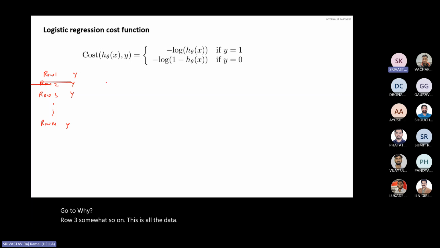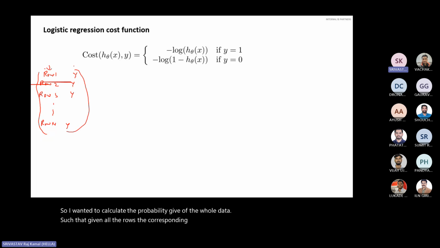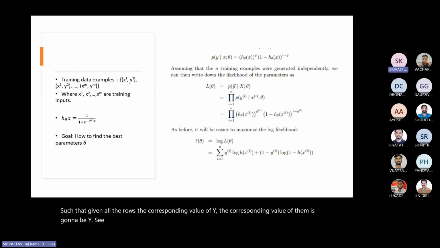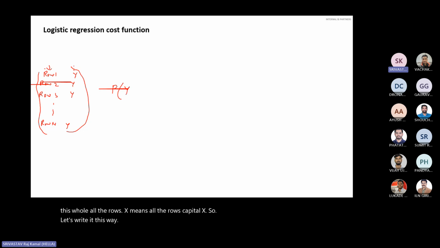We already assume the concept that all my rows are independent of each other. So I want to calculate the probability of the whole data, such that given all the rows, the corresponding value of y is going to be y. We want to calculate the probability over all the rows. X means all the rows, capital X. So let's write it this way: probability of y given all the rows and theta.